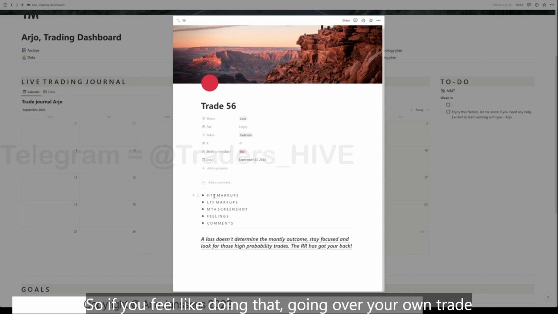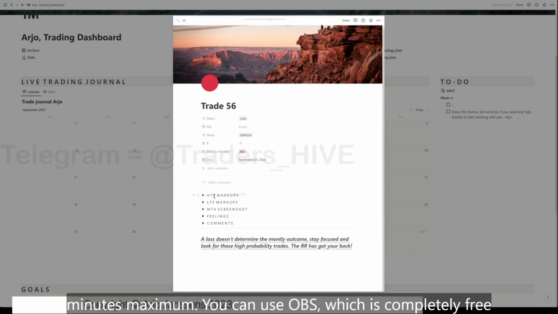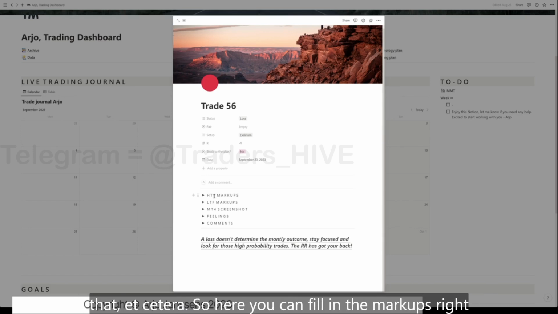So if you feel like going over your own trade and recording that, then that is something you can do. You can use a Zoom program, which is free. You can record for 45 minutes maximum. You can use OBS, which is completely free as well. So feel free to experiment with that. So here you can fill in the markups right there. Your MT4 screenshot if you feel like it.